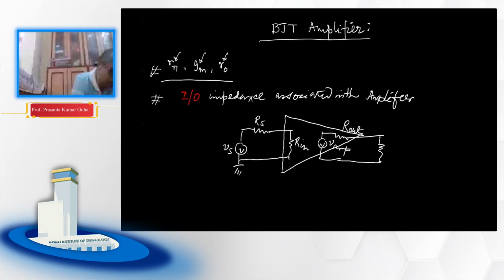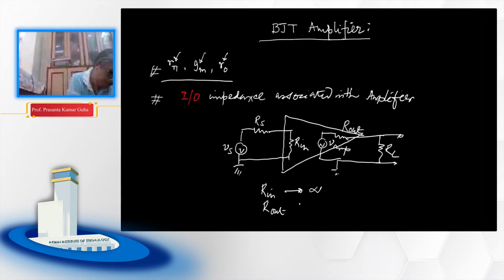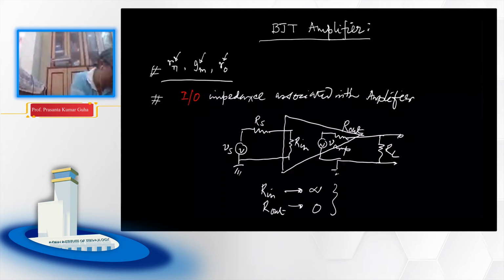So then this Rin ideally tends to infinity, and Rout should tend to 0, in the ideal case. So this part we have learned yesterday. We have also learned a couple of things. For example, what is this input and output impedance when we look from the 3 different terminals of the BJT.